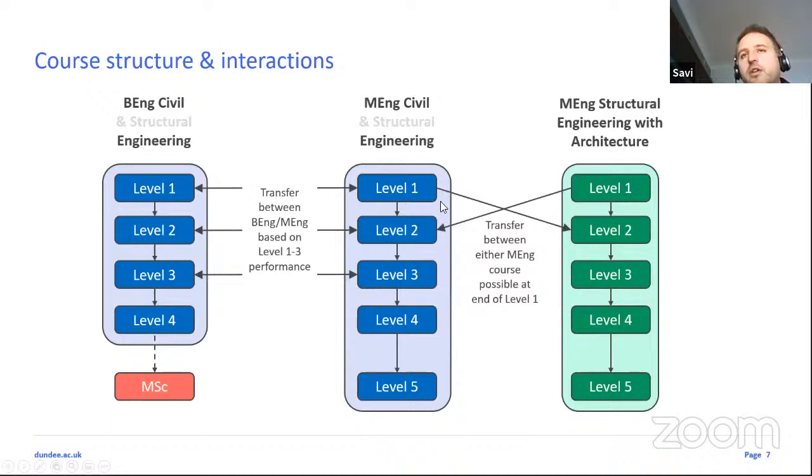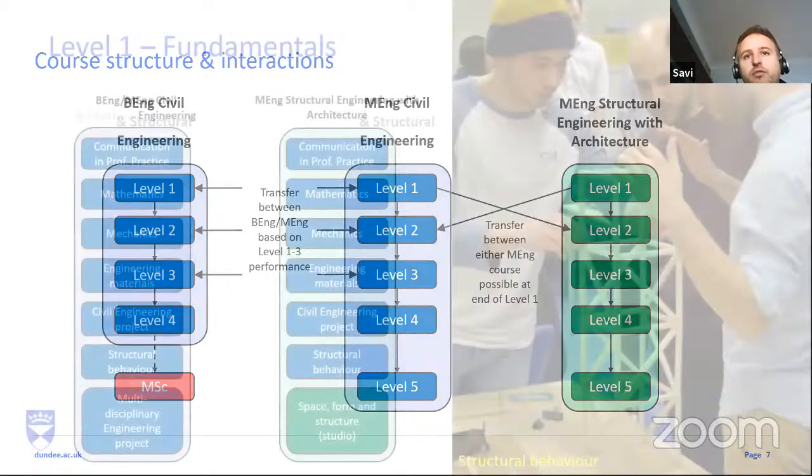The other thing you can do is that you can basically transfer between the 2 possible programs that we offer. Let's say you decide you want to do more architecture after enrolling in the civil and structural engineering program, then you can transfer at the end of level 1 to level 2 of the structural engineering with architecture program. Vice versa, you can do the opposite kind of transfer. So it's quite open in terms of what you can do.